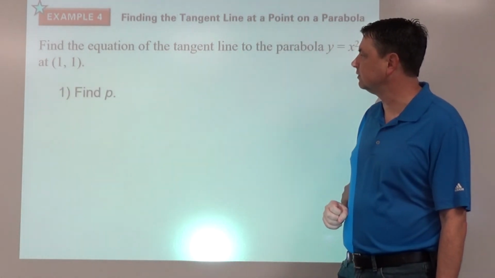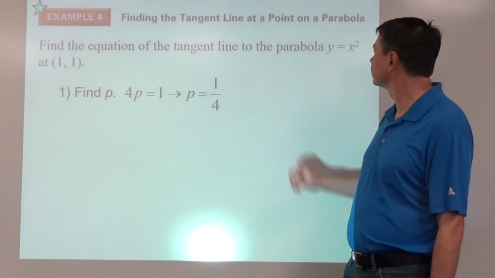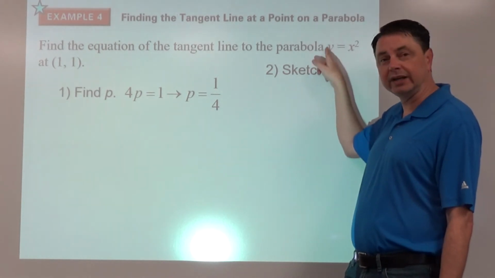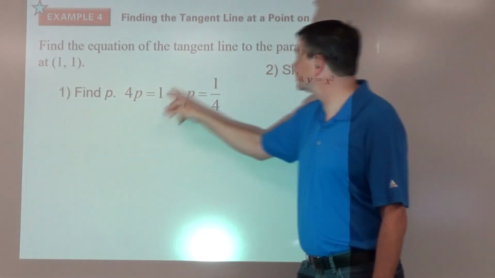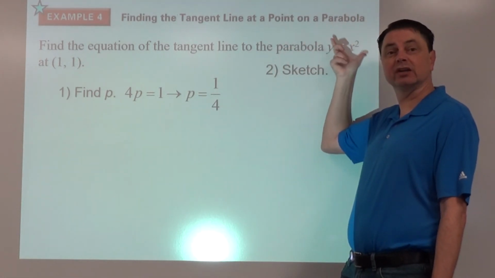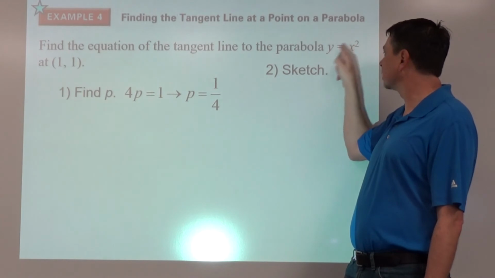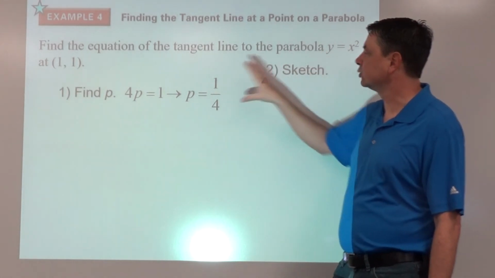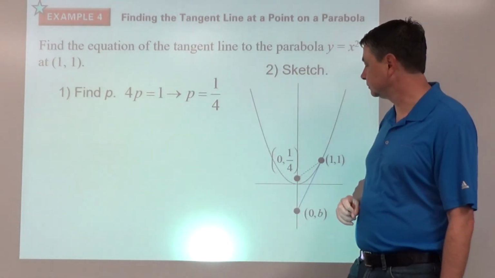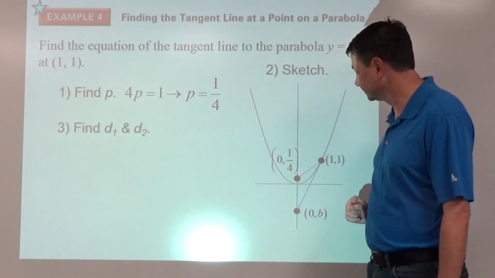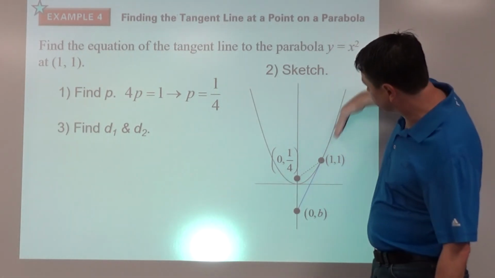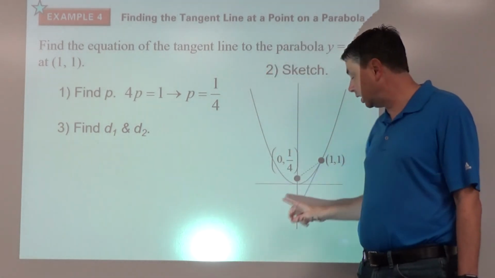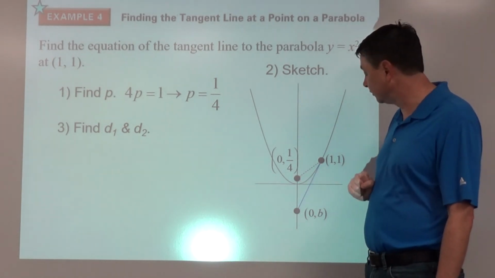So step number 1, find p. x squared equals 4py. There's a 1 right here, so 4 times p is going to be that 1, because this is also in conic section standard form, x squared equals 4py, and the vertex is at the origin, which we already knew. So we found p is 1/4. Now sketch our problem. Here's our parabola, here's our point of tangency, and you can draw the line. Since p is 1/4 and positive, going up from (0, 0) puts the focus at (0, 1/4).